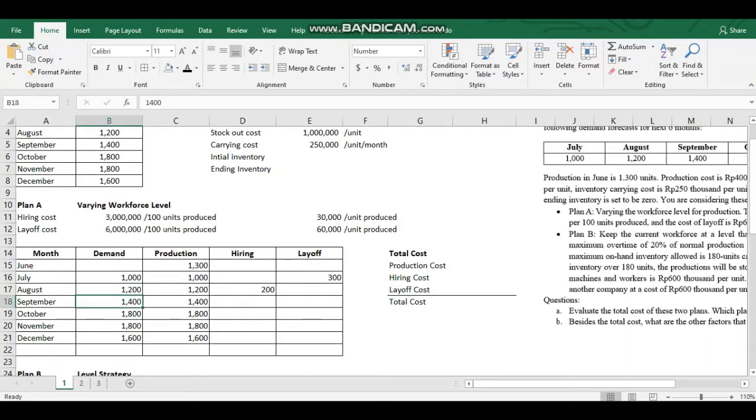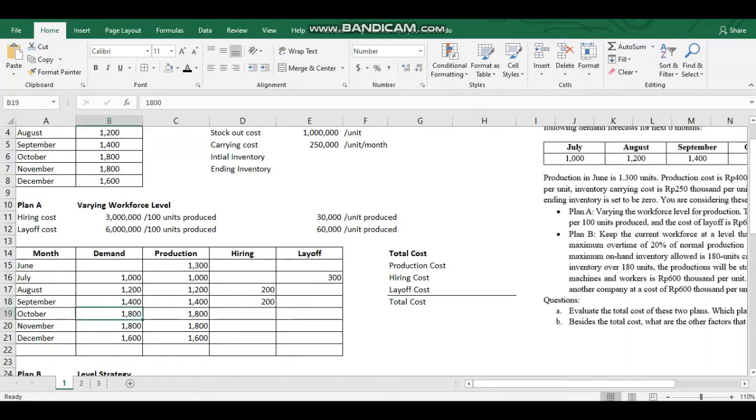Okay, move to September. On September, we have 1,400 units as our demand and also our production. So it means we have an increasing demand from August to September. Since it's increasing, we have to hire more units, right? We have to hire as much as the difference between the demand or production on July and September, and it's 200.